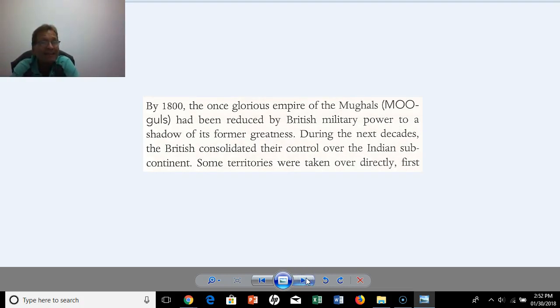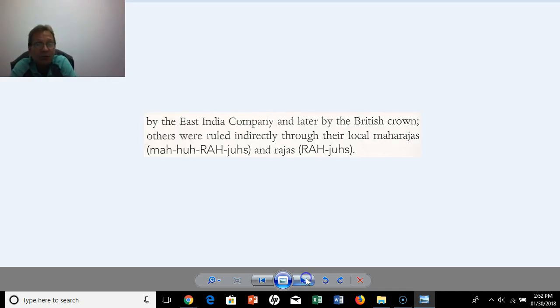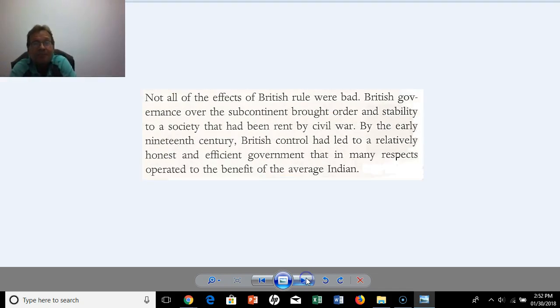But back to India, by the 1800s, the Mughals had been reduced by British military power to a shadow of their former greatness. During the next decades, the British consolidated their control over the Indian subcontinent. Some territories were taken over directly by the East India Company and later the British Crown. Others were ruled indirectly through the local Maharajas and Rajas.